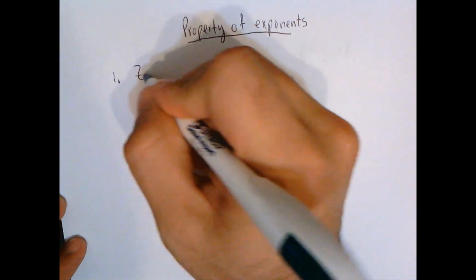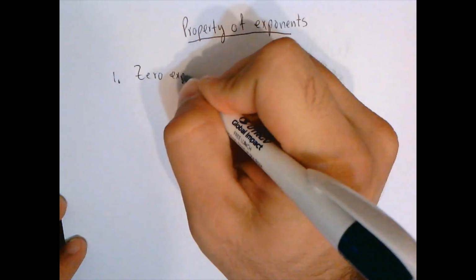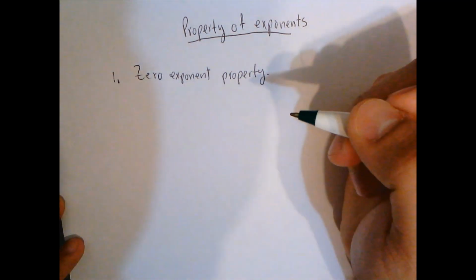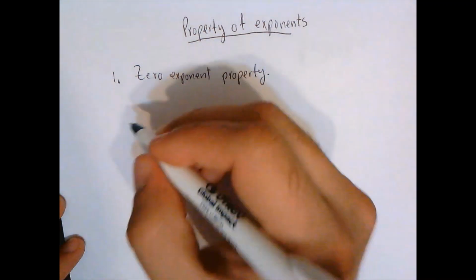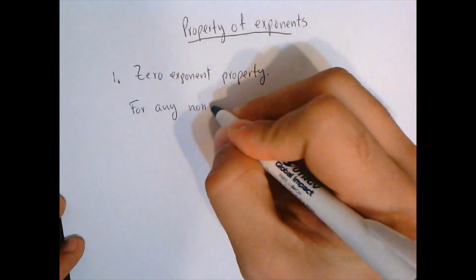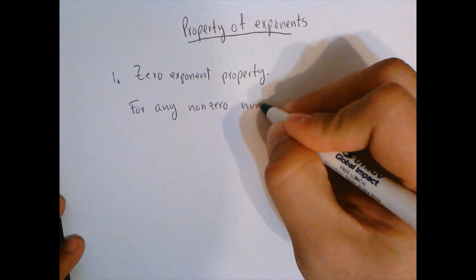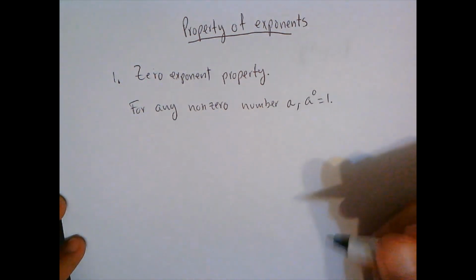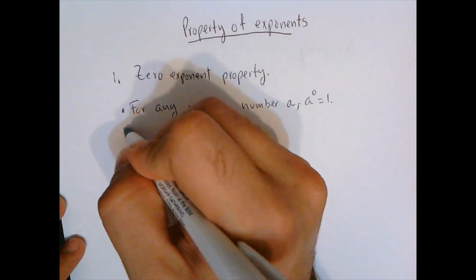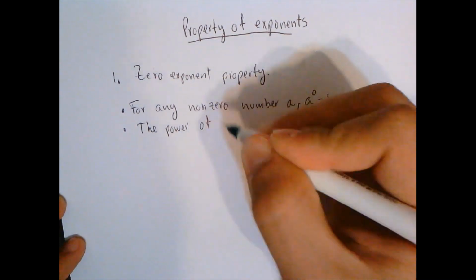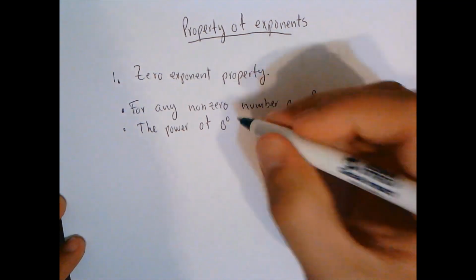So the first property that we have is the zero exponents property. It's a zero exponent property, and what that means is that for any non-zero number a, a to the power of 0 is 1. Another thing that we have to take notice of is that 0 raised to the 0 power is undefined.